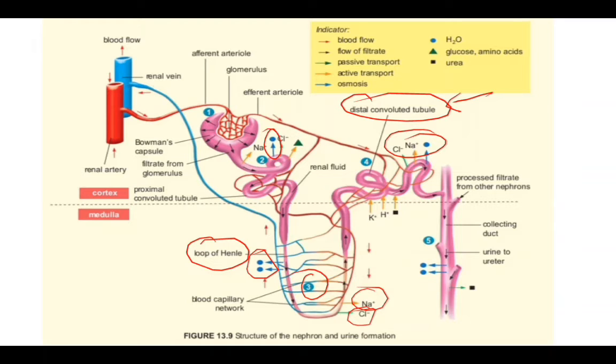Okay, and then number 4, di sini number 4, secretion. Okay, secretion. This is the process of secreting waste materials in the blood that were not filtered earlier in the renal tubules. The process is opposite to the process of reabsorption.